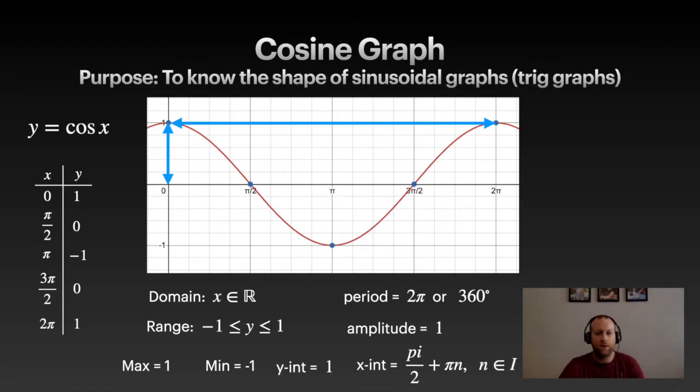So then you've got pi over 2, you add pi, you're at 3 pi over 2, and then 5 pi over 2, and then 7 pi over 2, and so on and so forth. Those will give you every single x-intercept. So those are the properties of sine and cosine. There's slight differences between them, but the domain, range, max, min, period, amplitude, those are all the same. Really, the only thing that changes is your intercepts.